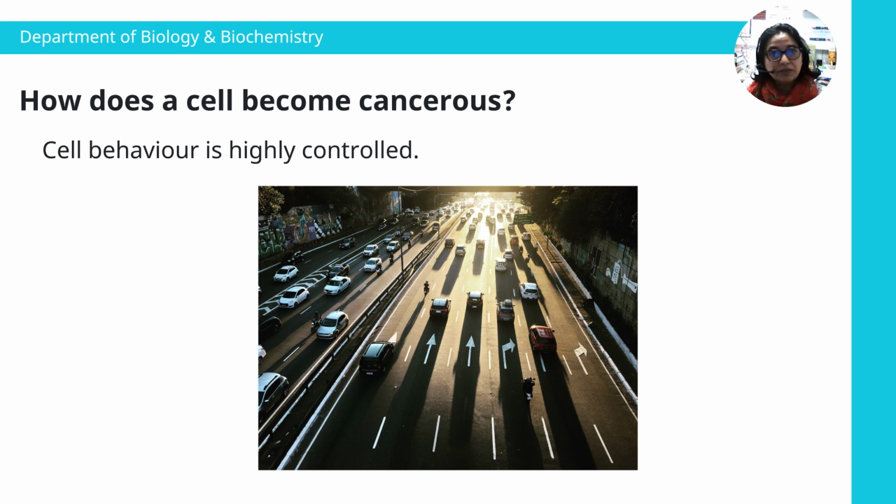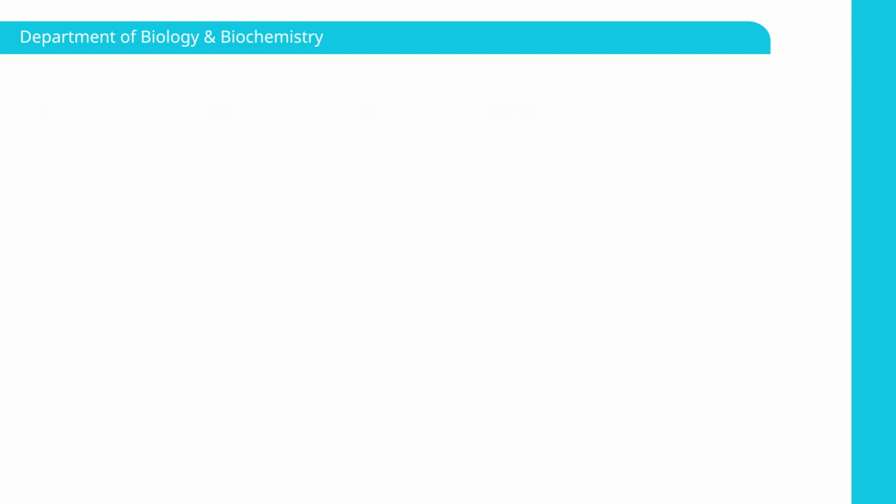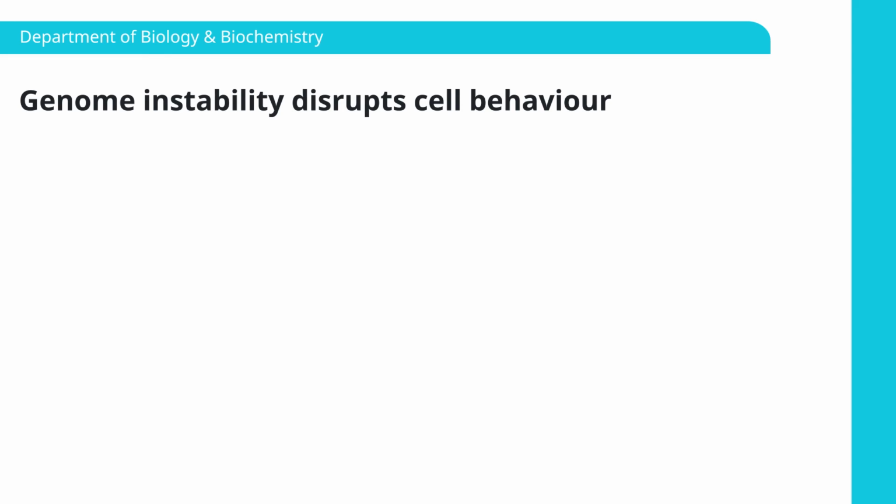And cancer is no different. So again, regulation is key. If you don't have this regulation, you get chaos. And that is what happens in cancers. This chaos is defined as genomic instability, and DNA mutations are a key part of this genomic instability.